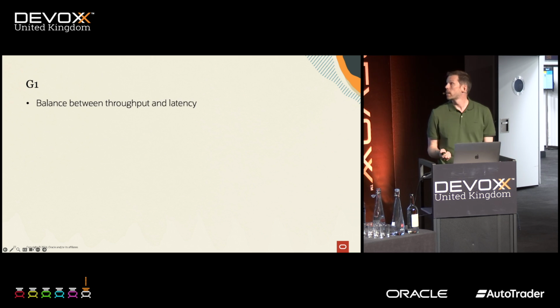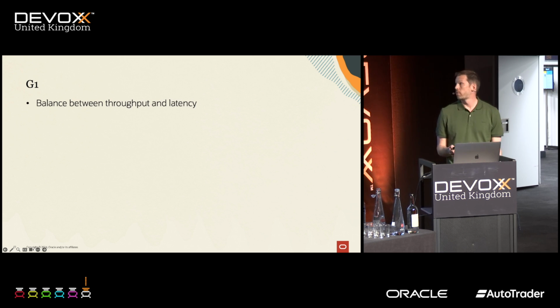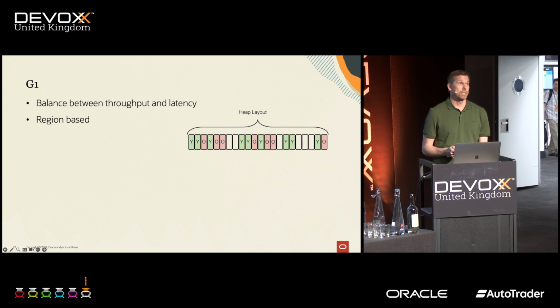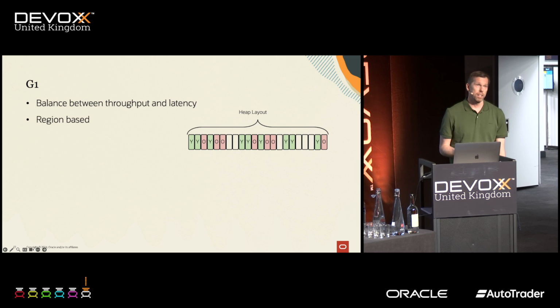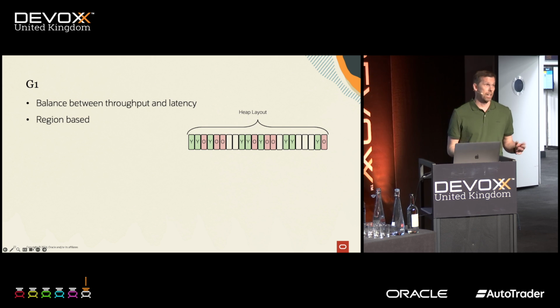Moving over to G1, as mentioned again, it has a balance between latency and throughput, trying to avoid those worst-case latencies that Parallel had. And there are two main features in G1 to avoid those worst-case latencies. The first being that G1 is region-based. So instead of dividing the heap into a young and old generation at startup, we divide it into evenly sized regions that can then either belong to the young or old generation. And they can, of course, also be free if they're not in use. And a region is not tied to a generation for the lifetime of the application, but that switches over time.